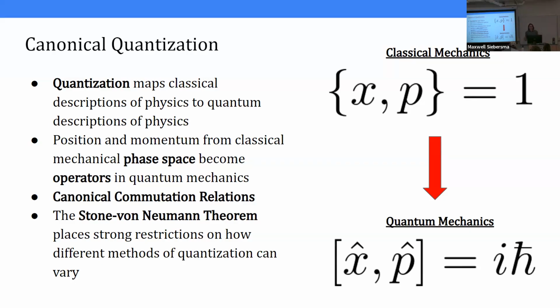Now, a question that comes up with this is: is there any different way that we can express what this quantization looks like on physical systems? And there's a mathematical result called the Stone-von Neumann theorem, which places some pretty strong restrictions on how we can do that, and we'll talk about it a bit more later.